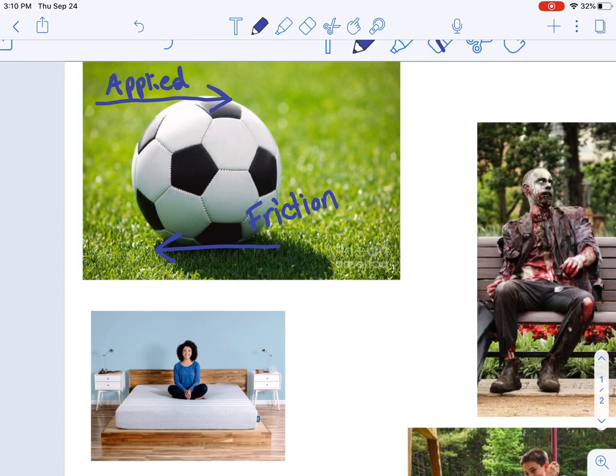So I'm just going to do a couple examples with you. I did a couple of these in class, but I think this will help you to understand this concept a little better and hopefully do better on the homework check tomorrow.